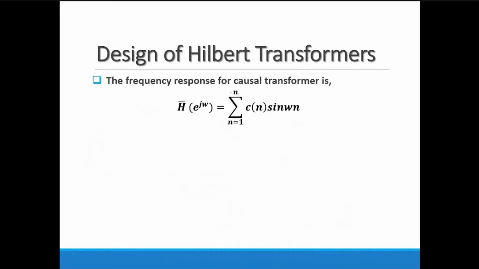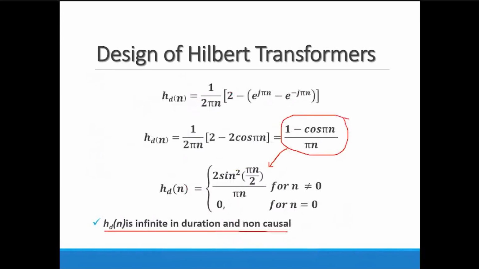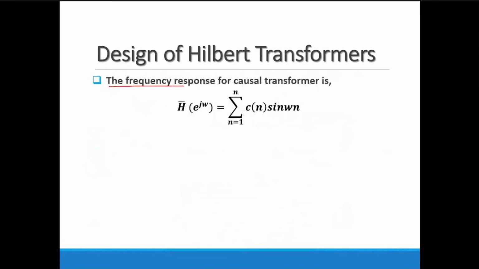Okay, and the frequency response for, as we have discussed here, hD[n] is infinite in duration and non-causal. So to make it causal, the frequency response for the causal transform is given by H'(e^{jω}) = summation from n is equal to 1 to N of C[n] sin(ωn). We are utilizing this function for the calculation of frequency response for the causal transform.